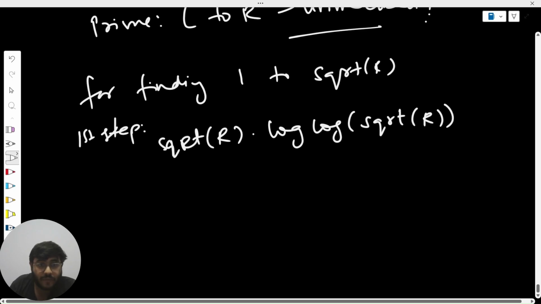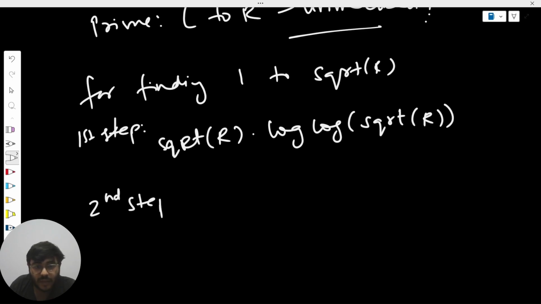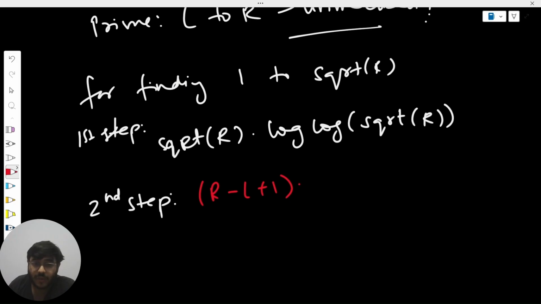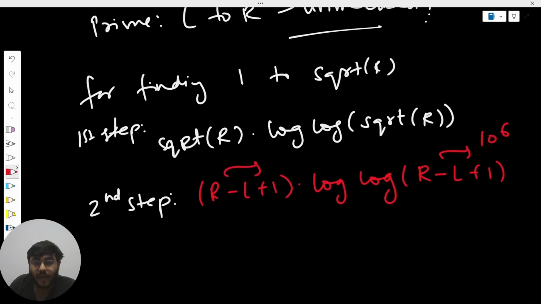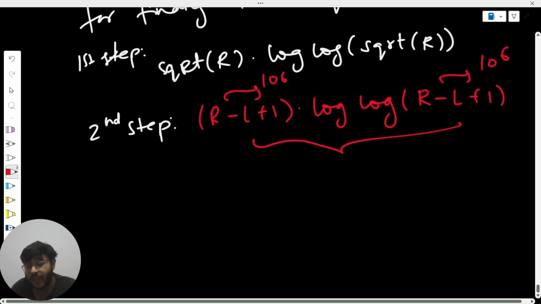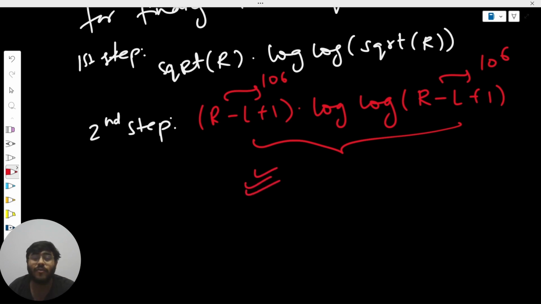Okay, and for the second step, it's again the same. We use R minus L plus 1, because we know that we are marking the difference range. So this will be similar. This will be R minus L plus 1 into log of R minus L plus 1. Since we know that this value can go up to the power of 6, we can easily say, without any worry, that this algorithm is going to work fine. It will pass the test cases. It will efficiently calculate the prime numbers in between that range, given that this condition is satisfied.